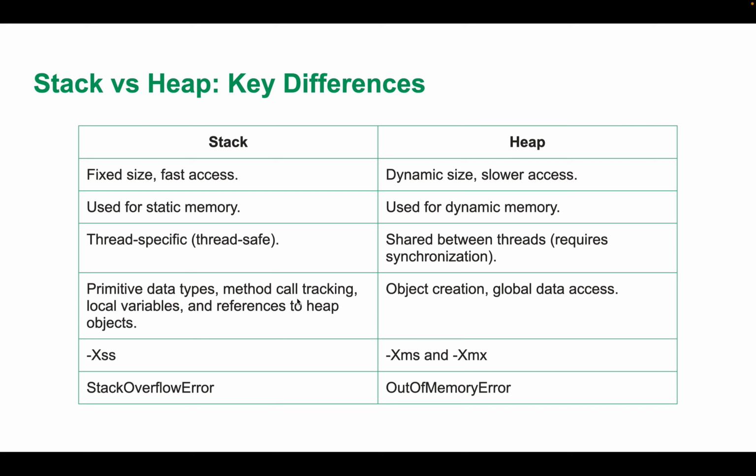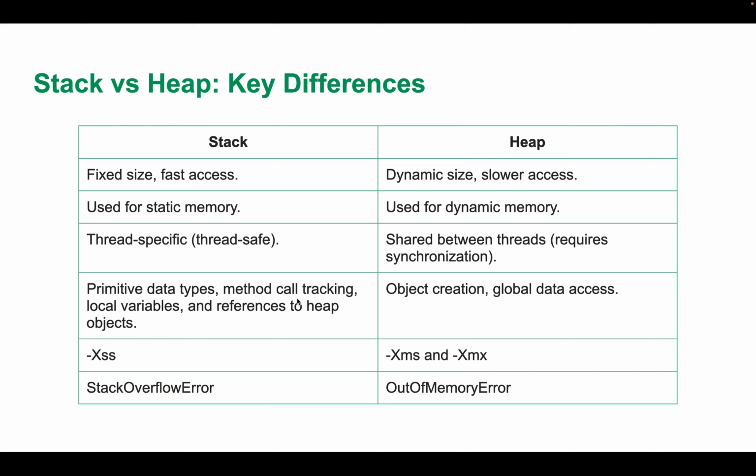In practical terms, stack memory is typically used to store primitive data types, track method calls, local variables, and references to heap objects. On the other hand, heap memory is primarily used for creating objects and storing data that needs to be accessible across various parts of the application globally.